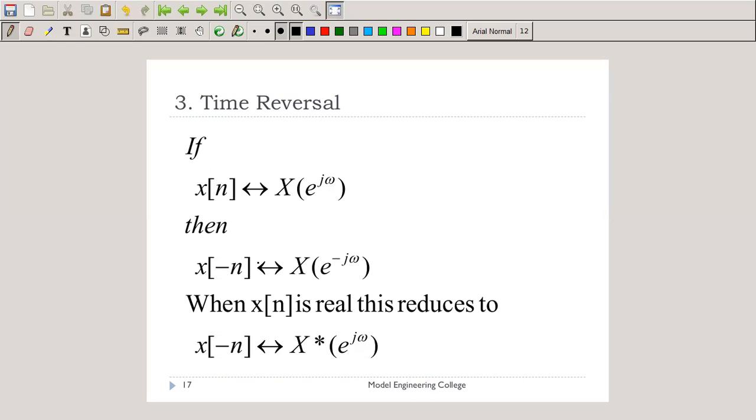This can be proved by replacing n with minus n in the expression for the spectrum x of e raised to j omega. And if the signal x of n is a real signal, then DTFT of x of minus n is equal to x conjugate of e raised to j omega. So this is the time reversal property of the Fourier spectrum.